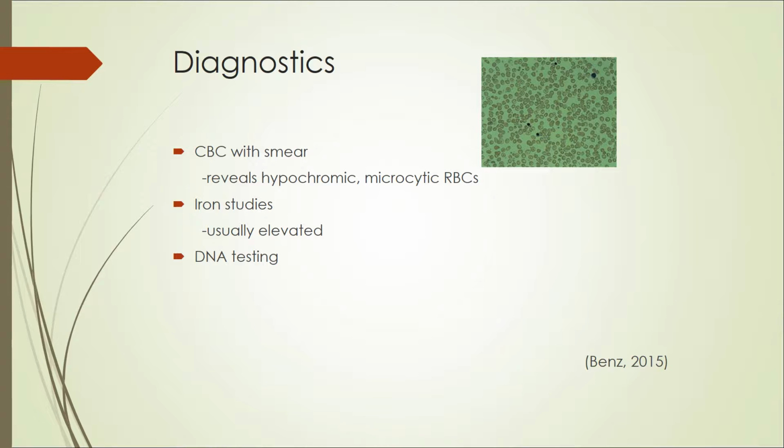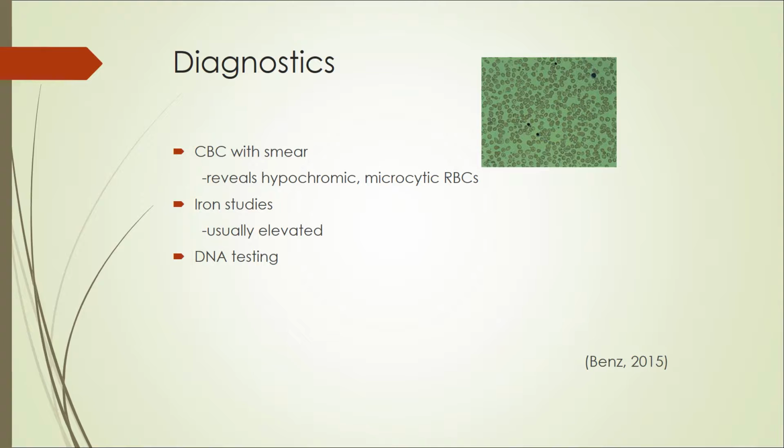Now let's look at the diagnostics. So, beta thalassemia minor is often found incidentally with a routine CBC. The CBC with smear would reveal hypochromic microcytic red blood cells, as in this example here on this slide, where you can see a fair distribution of red blood cells that are normochromic and red blood cells that are mildly hypochromic.